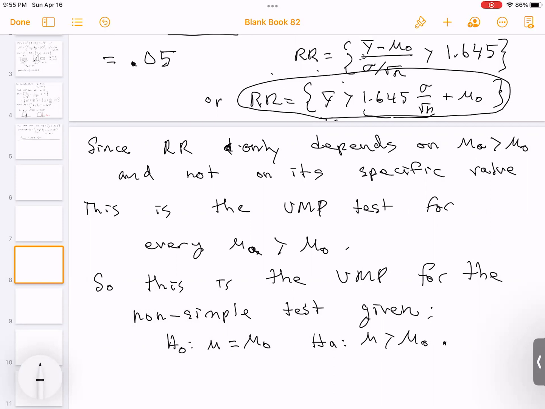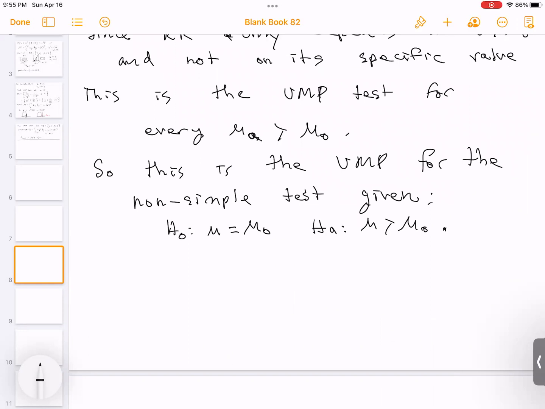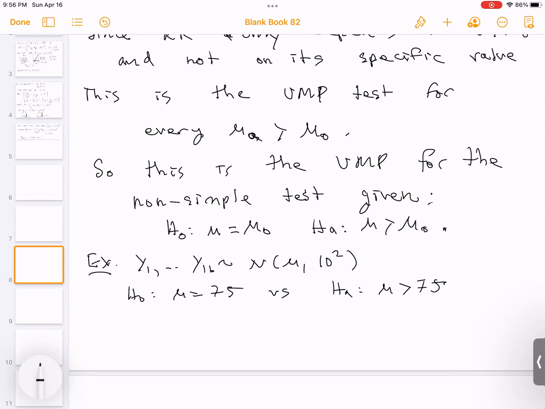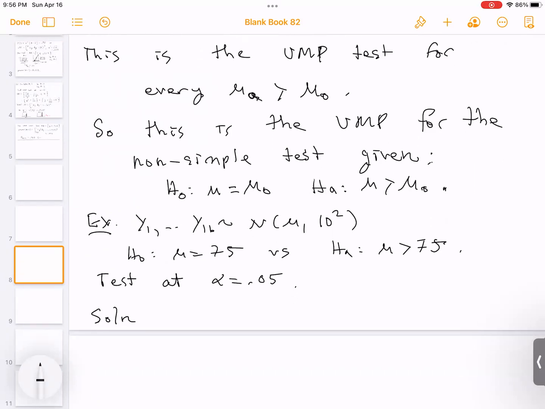Okay, I have one little numeric example to do for this, and then that will do it for part 2 of the lecture. Let's just do a little baby example here. Suppose we have Y1 to Y16, just to see some numbers, normal with mu and sigma squared equal to 10 squared, and say H0 is mu equals 75 versus HA mu greater than 75, and you want to test at level alpha. Okay, solution: we just did it, so you don't need to reinvent the wheel.